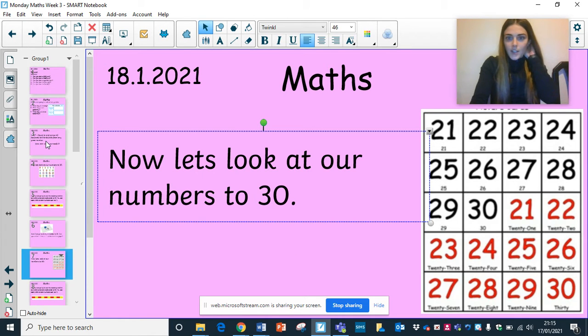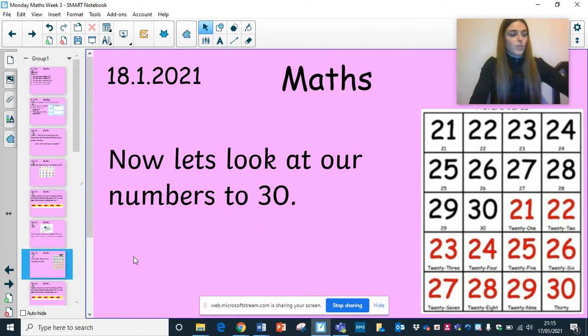Okay. So now we're going to look at our numbers to 30. We've looked at our numbers to 20, so now we're going to look at our numbers to 30. On the screen, I've added a nice little grid with the numbers from 21 to 30 that you can use to help you, as well as the resources I've attached for you on the website.